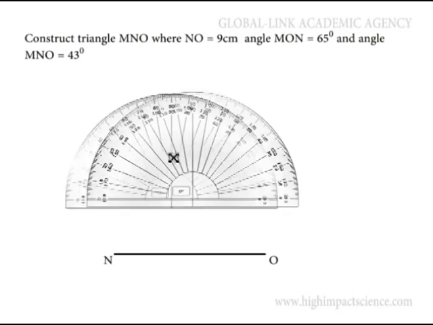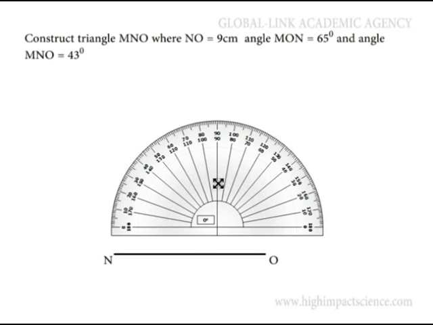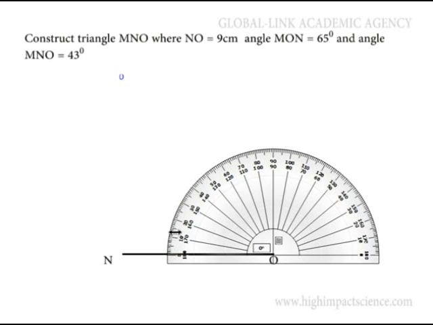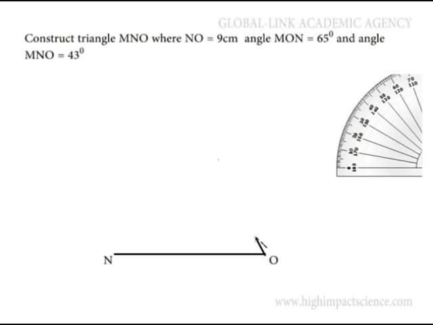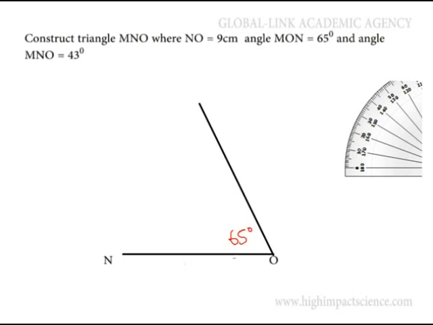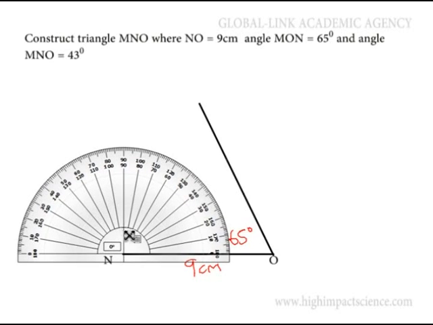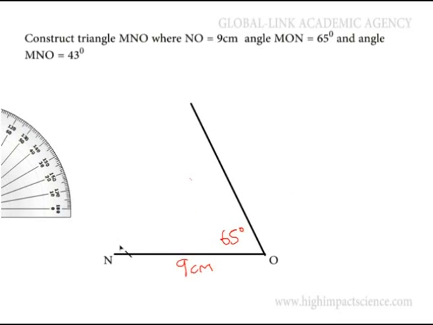So at O, we measure 65 degrees. Protractor on the line. 65 degrees is here. We draw that line. So M lies anywhere on that line. Next, at N, we measure 43 degrees. Here. Draw that line, and there you have point M.